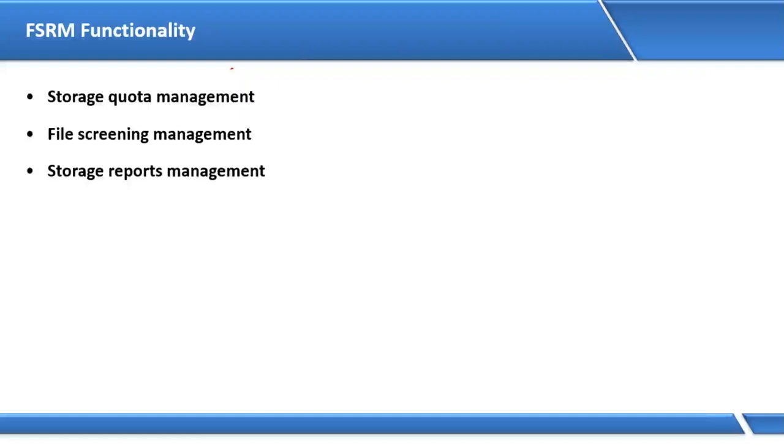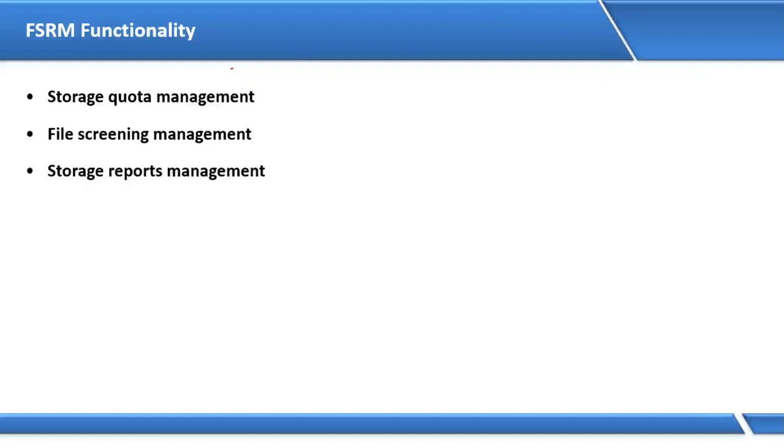Done. So the FSRM has 3 features here. First, storage quota management. By using storage quota management, we can limit the size. We can apply the restriction, right? Second is file screening management. By using file screening management, we can restrict any particular type of file to the user.